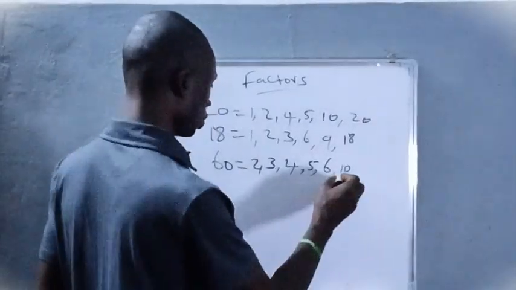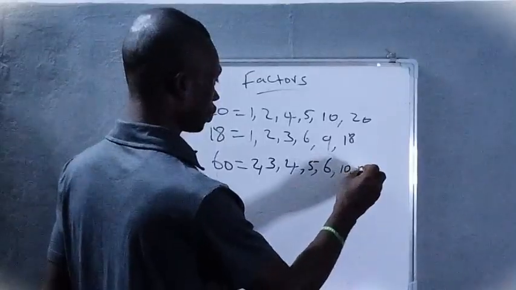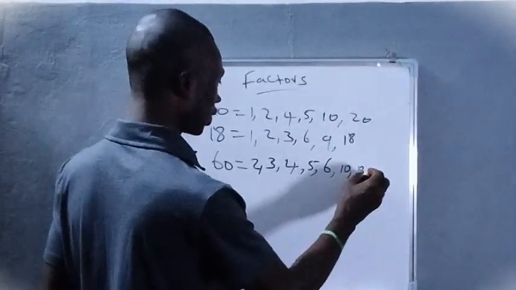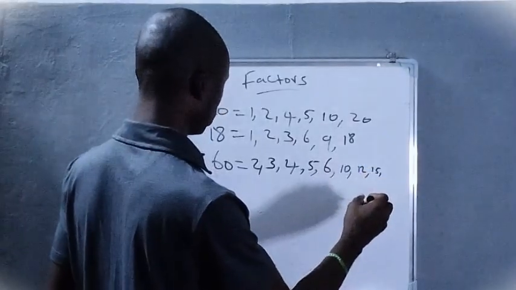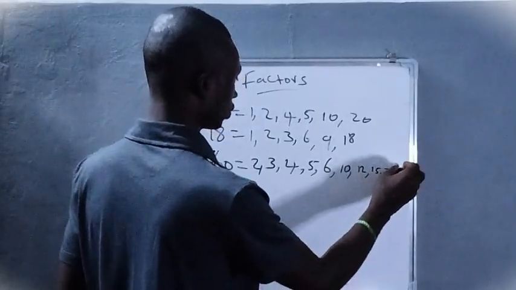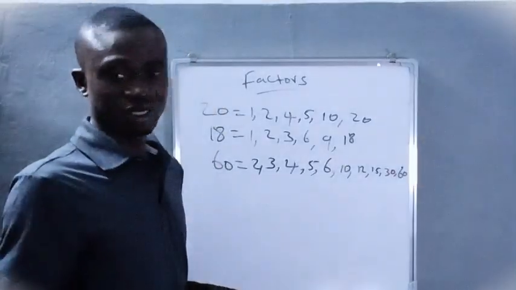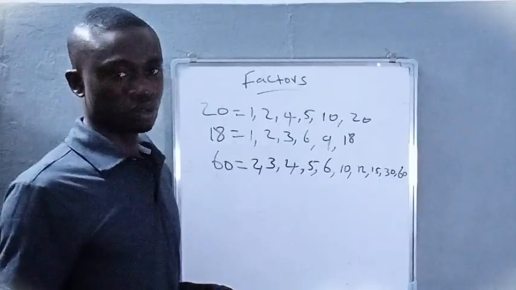Another factor of 60 is 12, because 60 divided by 12 gives you 5. Another factor is 15. Another factor is 30. The last factor is 60. So any number you can divide evenly into that particular number becomes your factor.